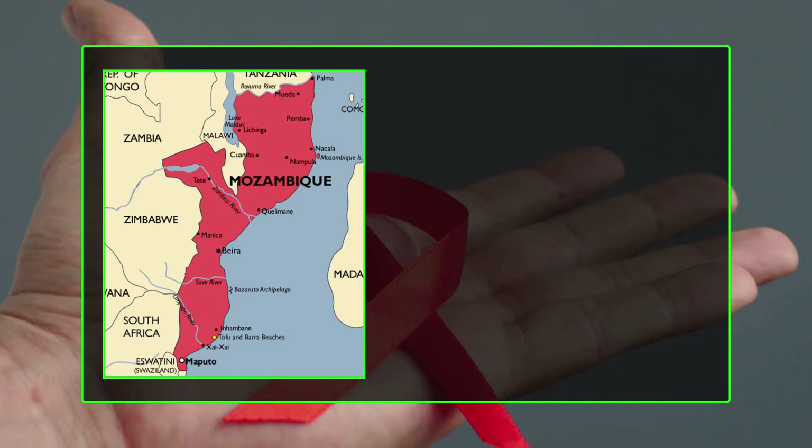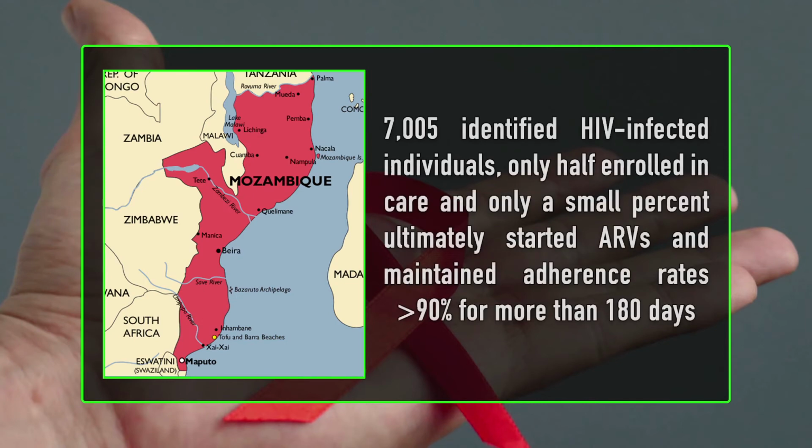In one study in Mozambique, of 7,005 identified HIV-infected individuals, only half enrolled in care and only a small percent ultimately started ARVs and maintained adherence rates of more than 90% for more than 180 days. This declining cascade in access to treatment is mostly due to an inconsistent pattern of diagnosis, linkage to care, differences in levels of CD4 cell count for initiation, and retention in care.